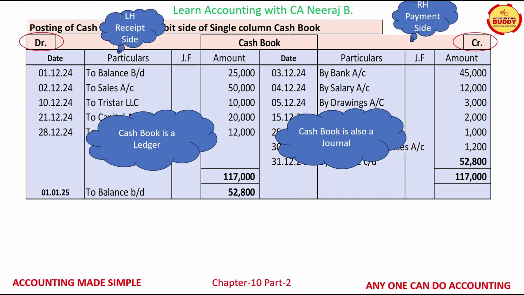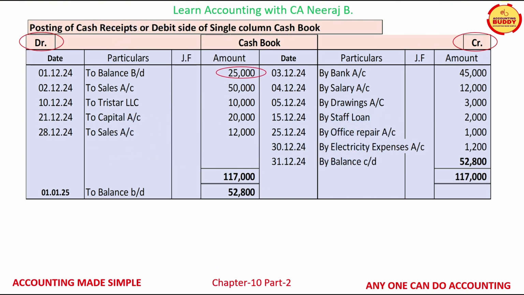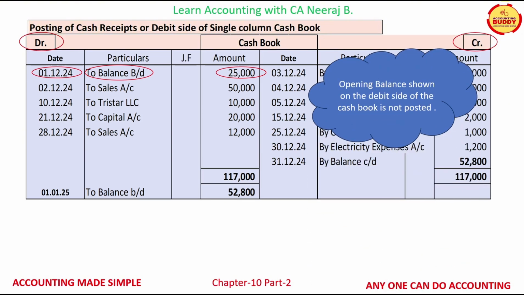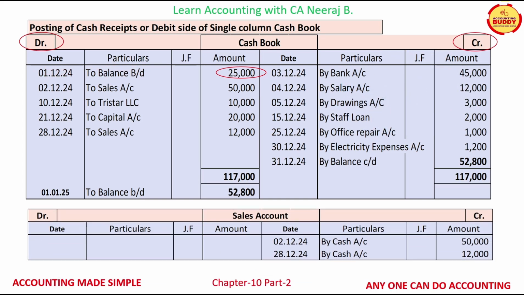The opening balance of $25,000 as on 1st December 24 is written on the left hand side of the cash book by writing the words "to balance brought down." Always remember, opening balance in the cash book will always appear on the left hand debit side and is not posted. Now let us understand how the cash sales transactions are posted into the sales account in the ledger.